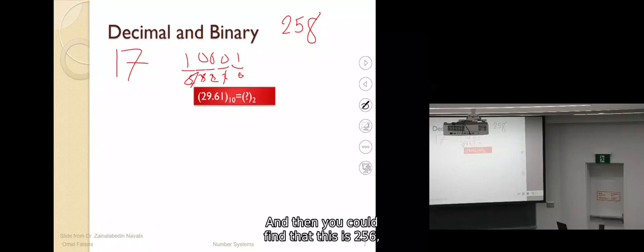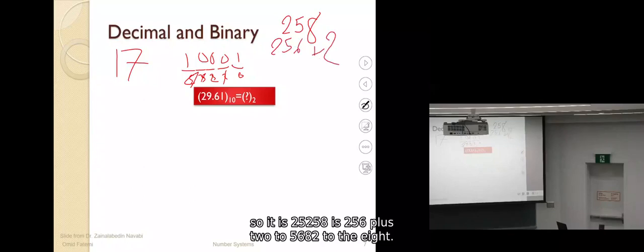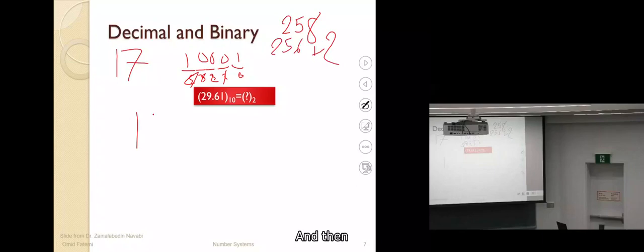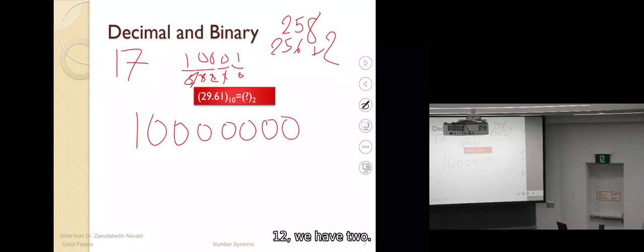And then you could find out this is 256, so 258 is 256 plus 2. 256 is 2 to the 8. So we have 1 at the 8th position. And then 7, 6, 5, 4, 3, 2, 1, and 2. We have 2, so we have 2 to the 1. So this is 1 and this is 0. So this is the equivalent of 258: 100000010.